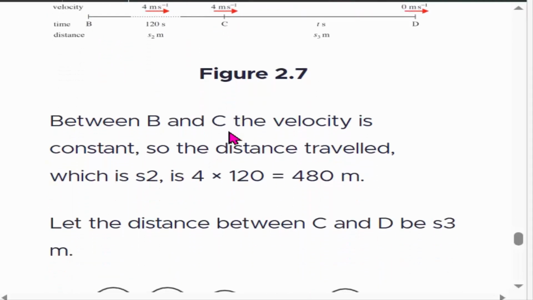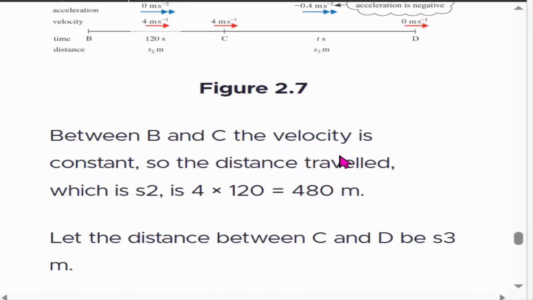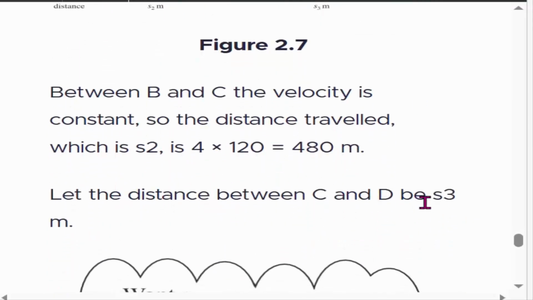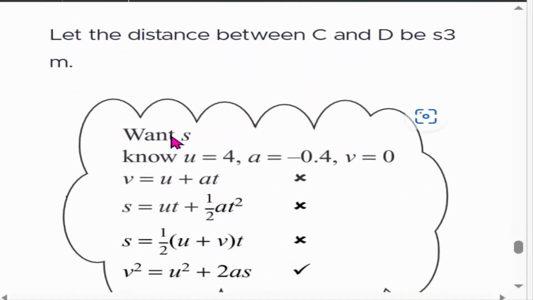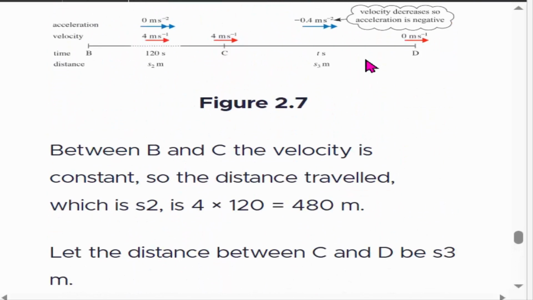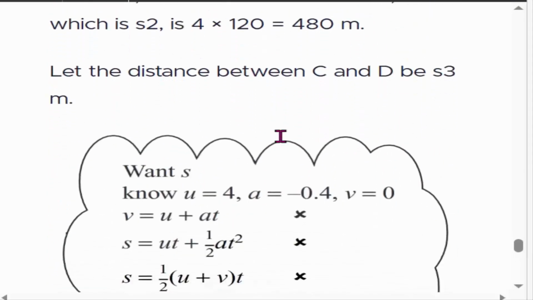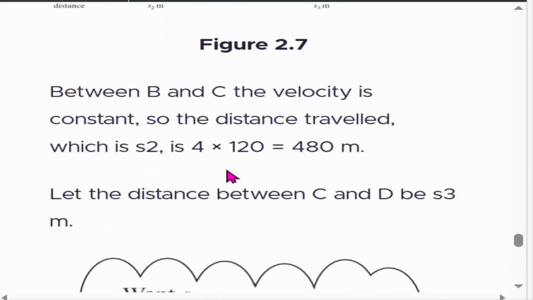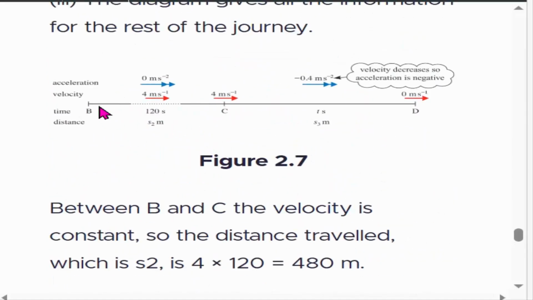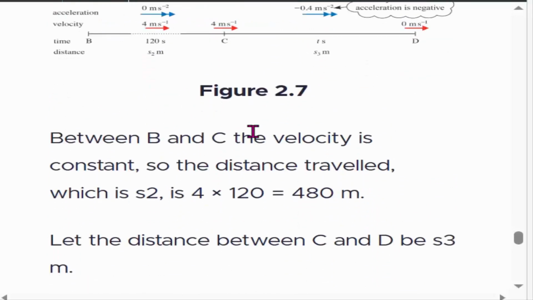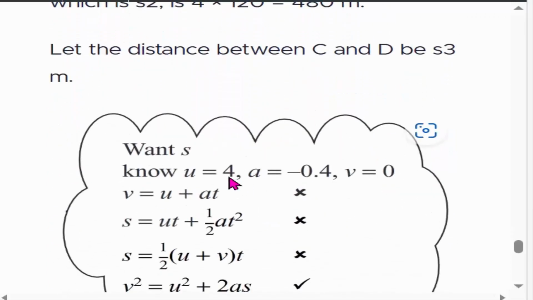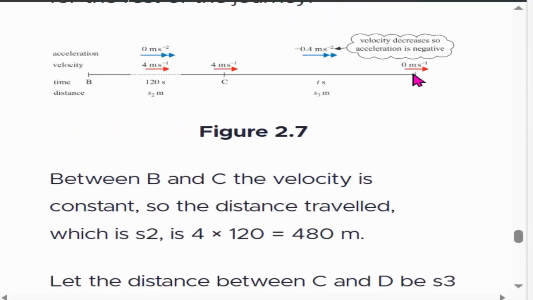to C. And then from C to D it decelerates. Let the distance between C to D be s3 meters, and we want to find s again. So how much distance it travels during the deceleration, C to D. So we know that u is equal to 4 because we found the constant velocity. It actually starts at B to C the same, because it's constant velocity 4 meters per second. And then a is the deceleration, minus 0.4 meters per second squared, and the final velocity is 0. That means the bus comes to a stop. So at this point it becomes 0 meters per second.